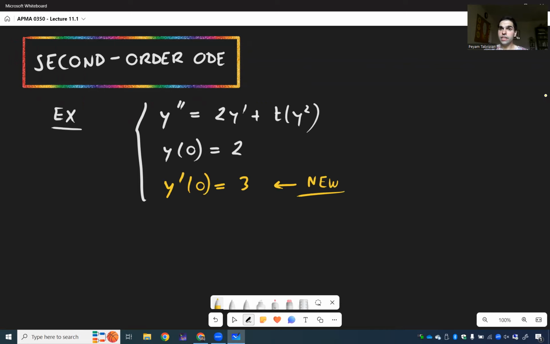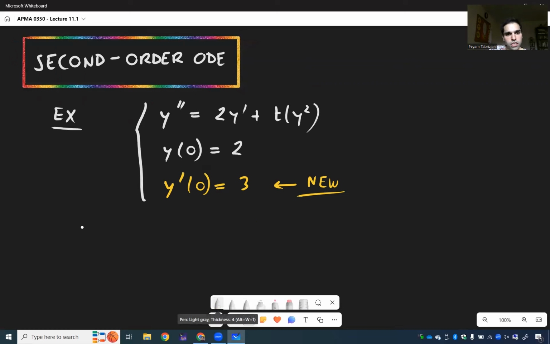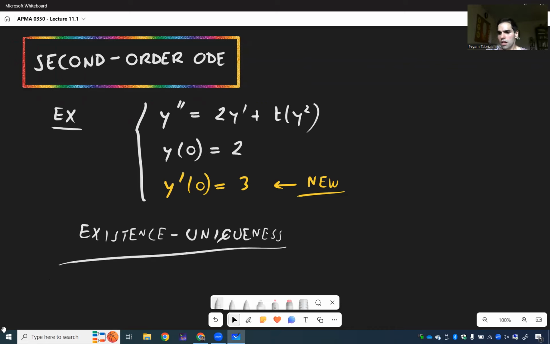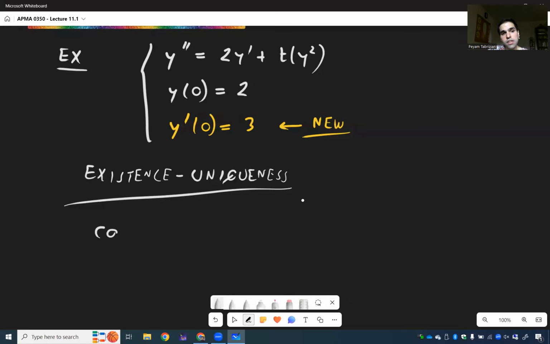Now, the good news is we still have an existence uniqueness theorem for second-order ODEs, sort of in the same spirit, which says the following. Existence and uniqueness. Namely, consider the following ODE.